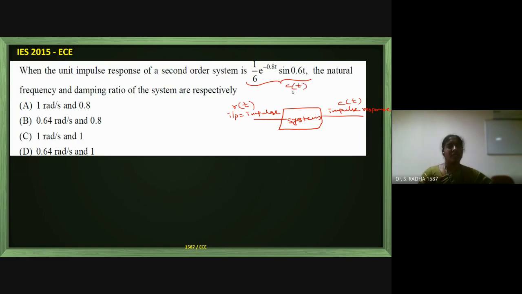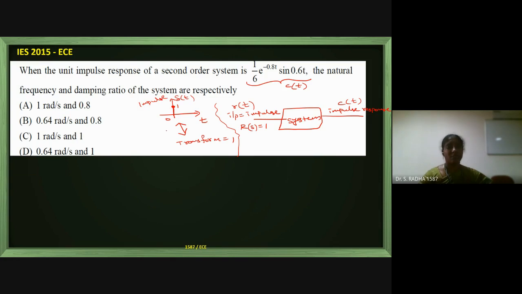We are supposed to find the natural frequency and damping ratio. Impulse signal means the signal exists only at the origin. Height is 1, only at the origin, and it is delta of t. Any transform you apply for the impulse signal, its transform is 1. So the final conclusion is R of s equal to 1. Input is an impulse signal. I have shown you the diagram of the impulse signal.